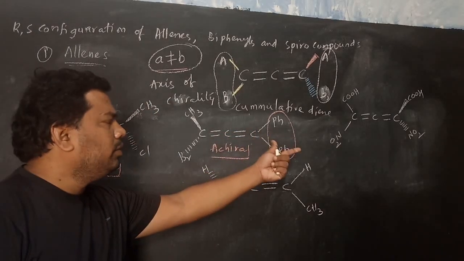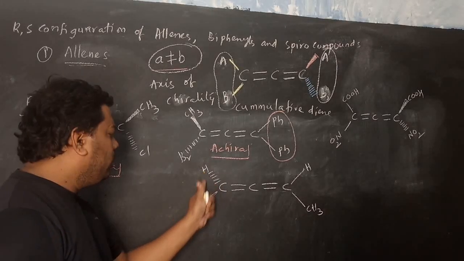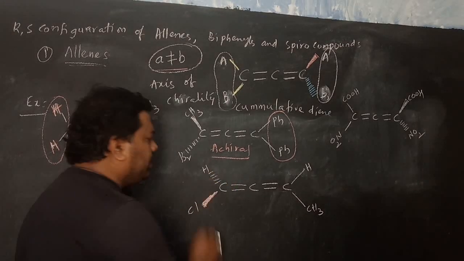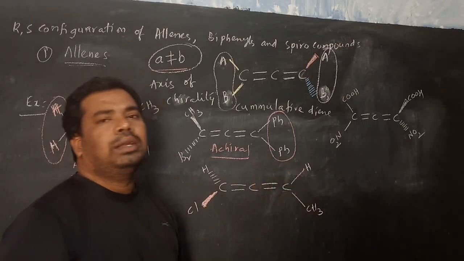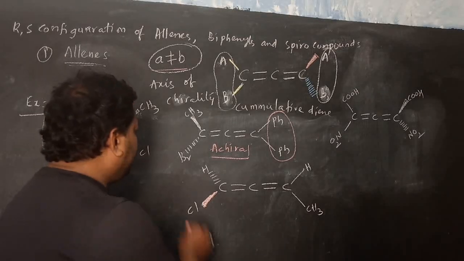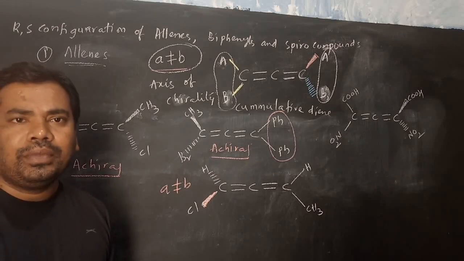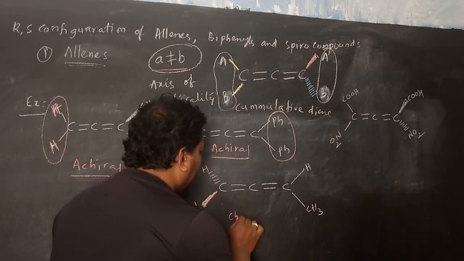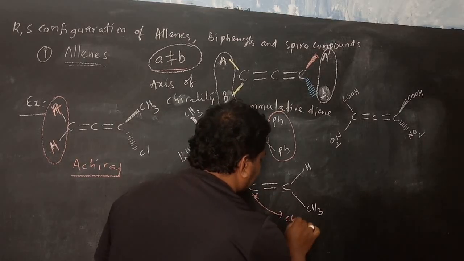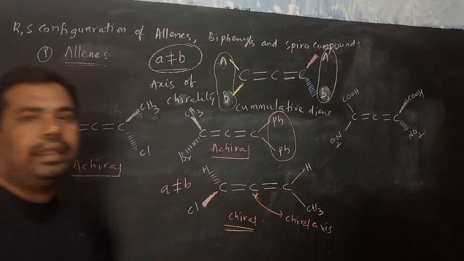We will look at two examples. Here you can see hydrogen and chlorine. This one is toward the observer, this one is away from the observer, and these two are in the plane of the paper. These are not identical atoms, so here A is not equal to B. Then the molecule is a chiral molecule, and it has a chiral axis.